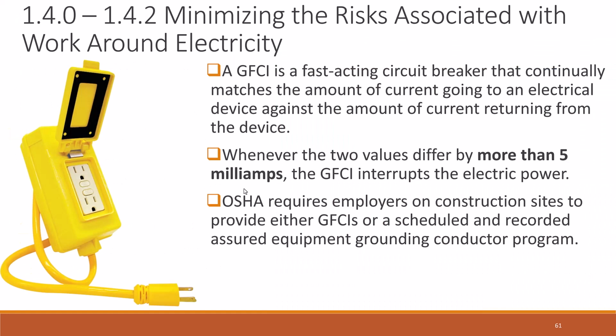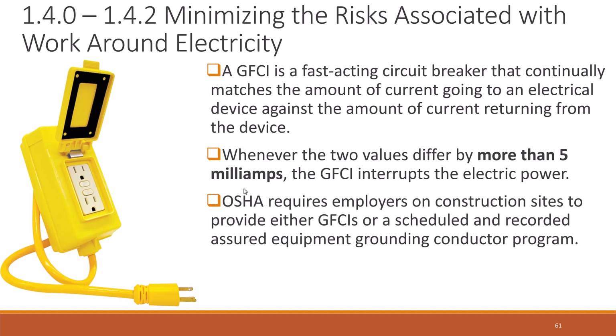Minimizing the risk associated with working around electricity. Well, a GFCI, a ground fault circuit interrupter, is basically a fast-acting circuit breaker, and they can be portable like you see here, or they can be built into the wall in your kitchen and bathrooms. The electrical code requires them in wet locations: bathrooms, kitchens, carports, garages, and outdoor outlets all have to be protected. Now, if you have an old enough house, you don't have that kind of protection, but you can add it. You can install it on your own.